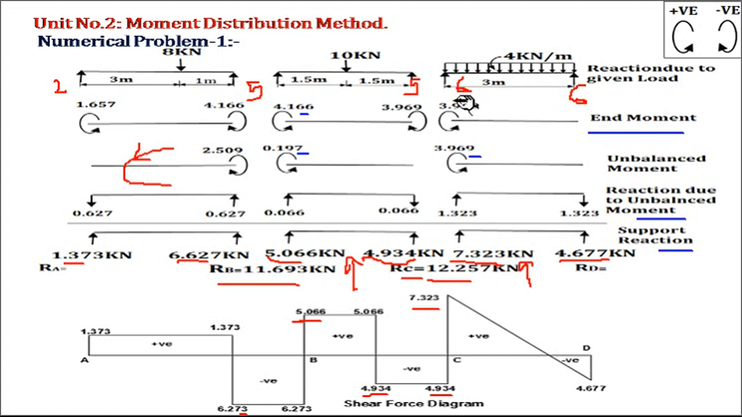Now in portion CD there is a UDL. So 7.323 minus 4 into 3, that is 12. So 7.323 minus 12 comes to be equal to minus 4.677, and here you have to join it by an inclined line, as there is a UDL. The reaction at D is 4.677, so the value at D is 0. So this is the shear force diagram for the continuous beam ABCD.